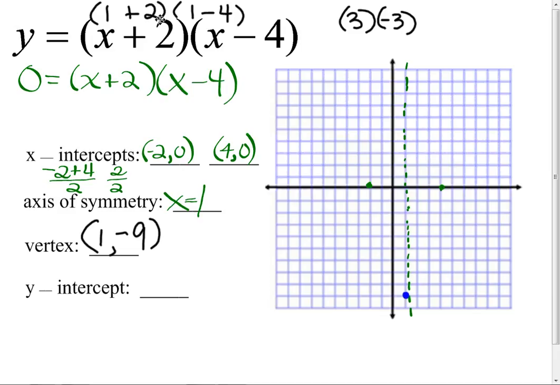Can you find the y-intercept? Yeah, it's easy, because what's true about the x value on the y-intercept? X is what? 0. So I put 0 in here. This is 0 plus 2 and 0 minus 4. Anybody notice anything about that? What's the easy way to get the y-intercept? What's the answer here? Negative 8.